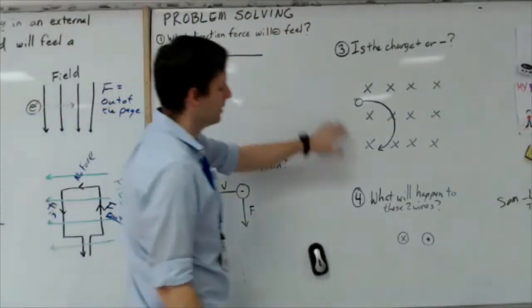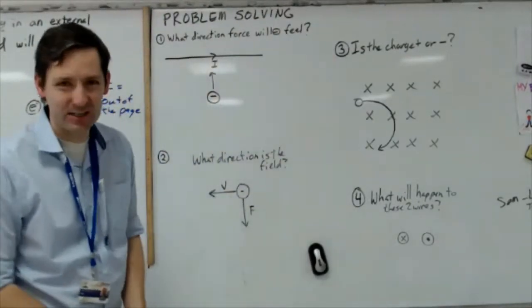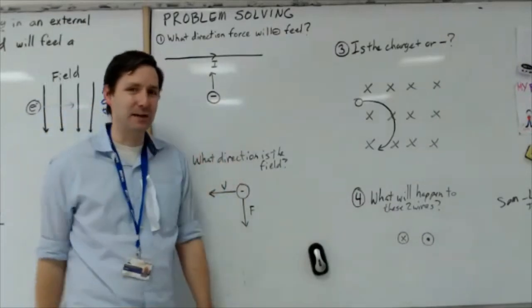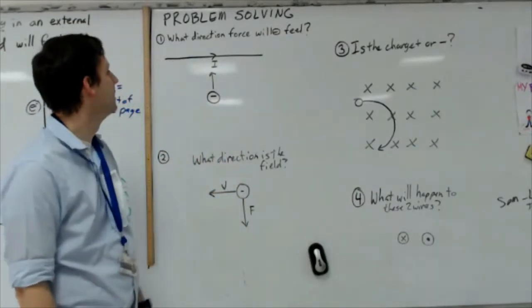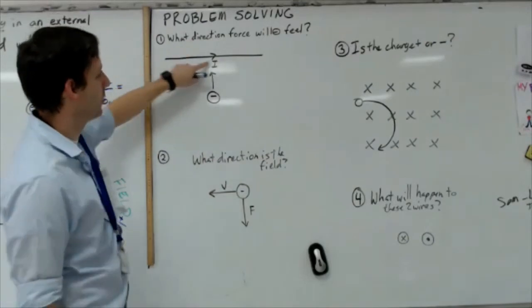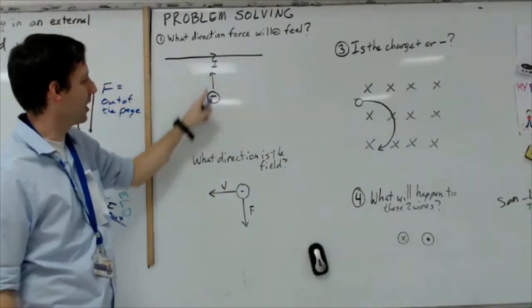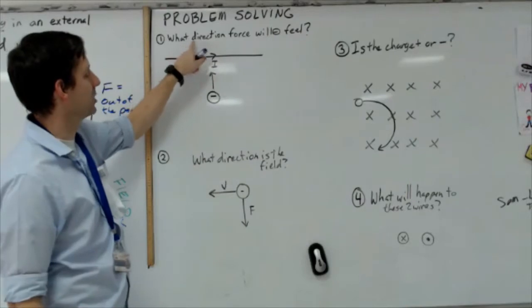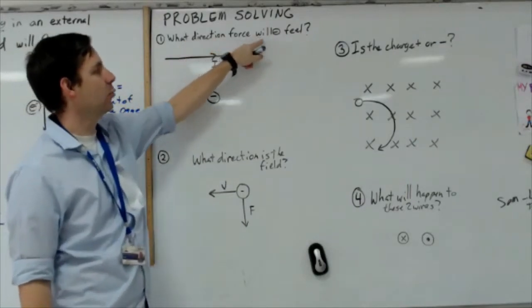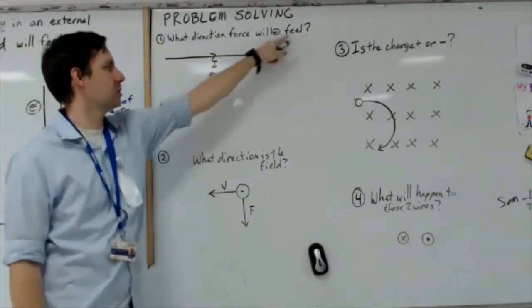I've got four problem solving questions for those of you that are really looking to dig a little bit deeper. All right. So first, we've got a wire with current going that way, and we've got an electron that's moving up. And the question is, what directional force will the negative charge feel?